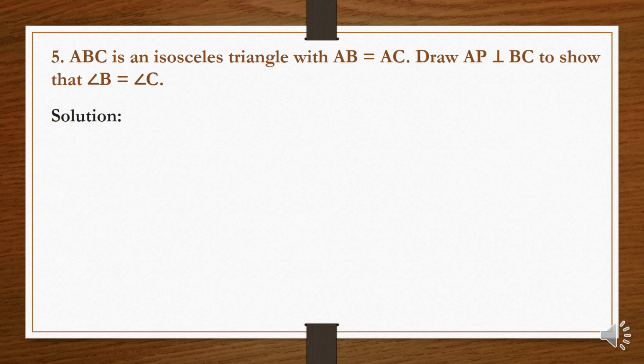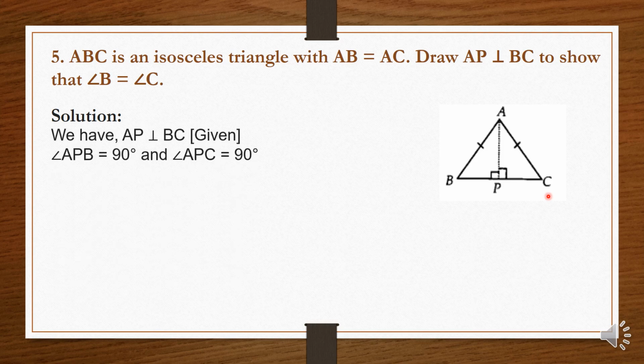For question number 5, ABC is an isosceles triangle with AB equals AC. Draw AP perpendicular to BC to show that angle B is equal to angle C. So if you take a triangle ABC, then it is given that AB will be equal to AC, and we have to draw AP which is perpendicular to BC. Now we have to show that angle B will be equal to angle C. So since AP is perpendicular here, therefore angle APB and angle APC both are 90 degrees.